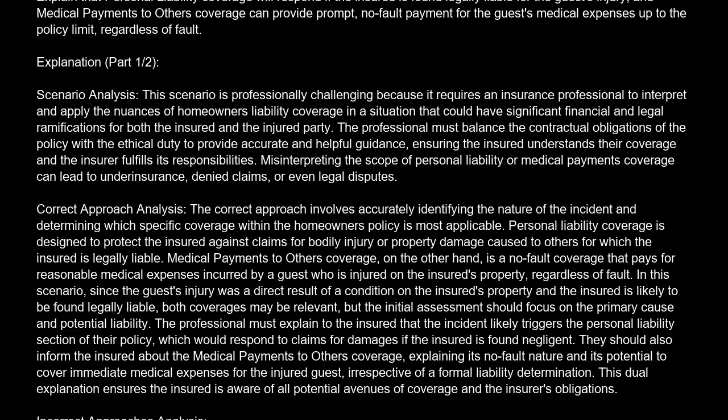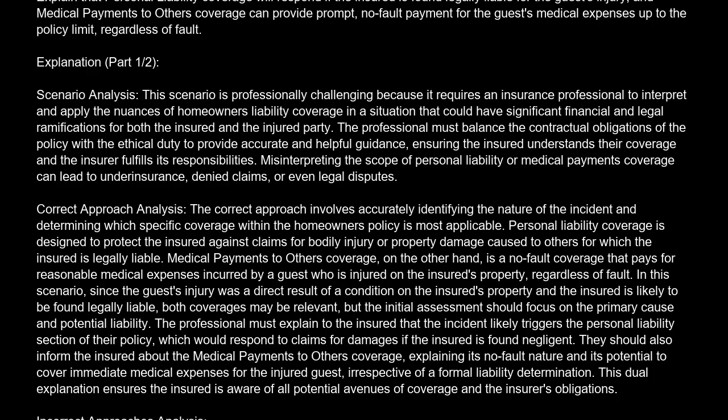In this scenario, since the guest's injury was a direct result of a condition on the insured's property, and the insured is likely to be found legally liable, both coverages may be relevant, but the initial assessment should focus on the primary cause and potential liability.